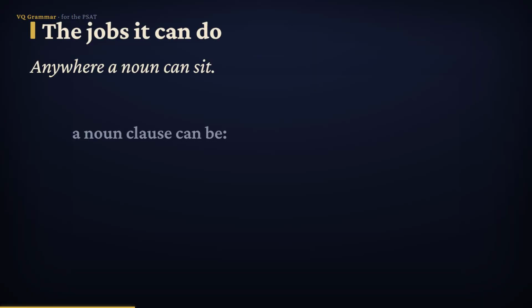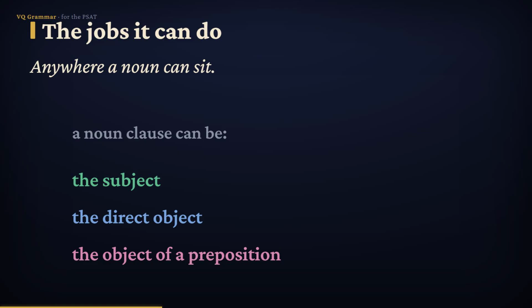And it can sit anywhere a noun can sit. It can be the subject, the doer of the sentence, like in, what she said surprised me. It can be the direct object, the thing receiving the action, as in, I know that you tried. Or it can be the object of a preposition, sitting after a little word like to or for. Three main jobs, all the same jobs a plain noun does.